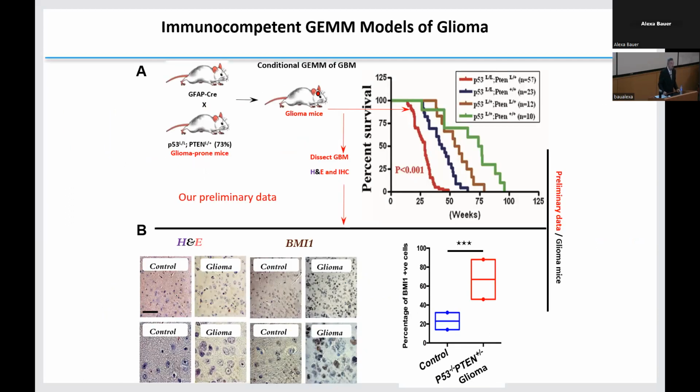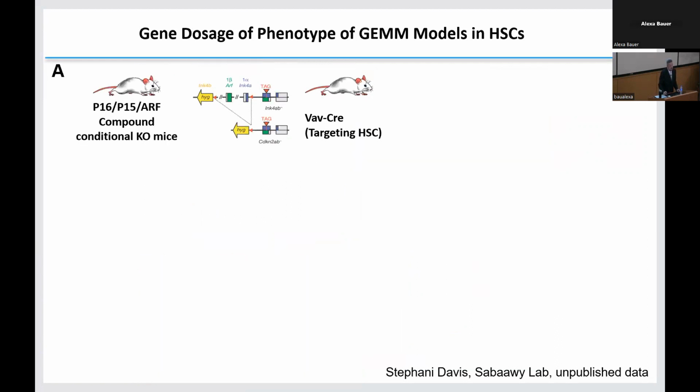Of course, I learned this many years ago from my mentors, you can't talk about any mouse model if you don't have a phenotype. So indeed, we tested, do we have a phenotype? And indeed, these mice develop glioblastoma. We are interested in BMI1. They do have glioblastoma with the BMI1 phenotype.